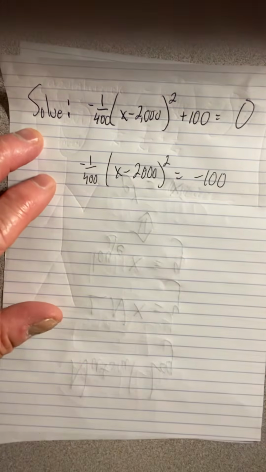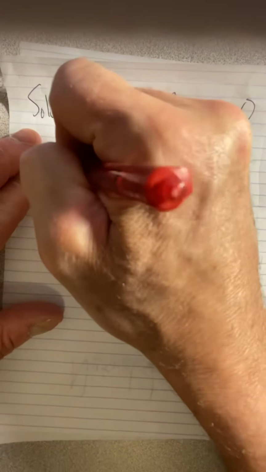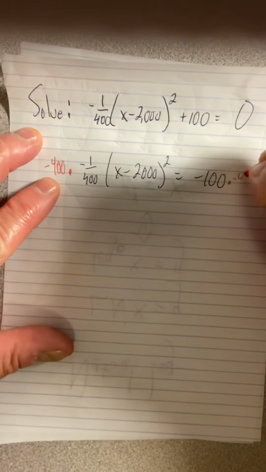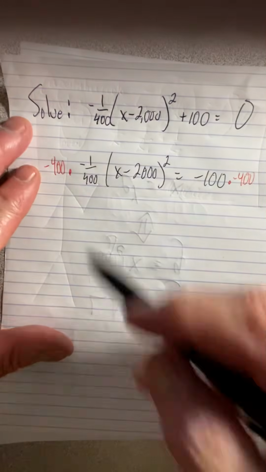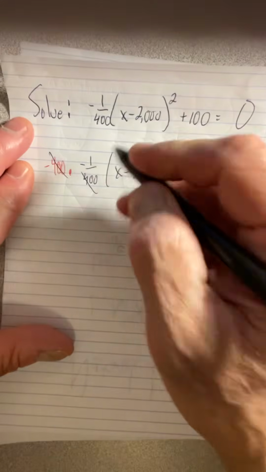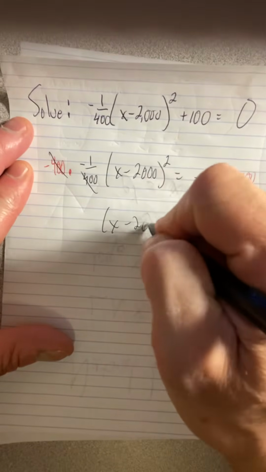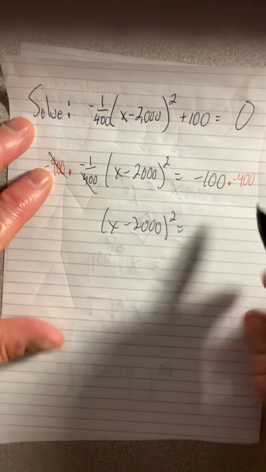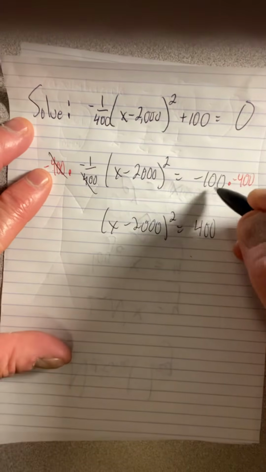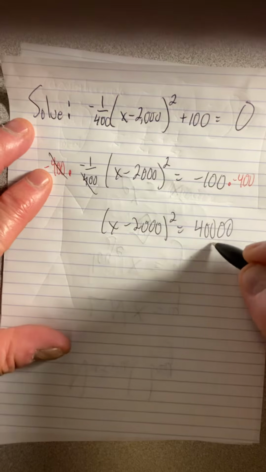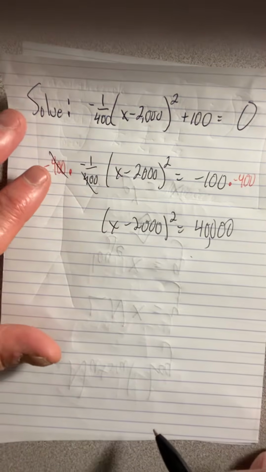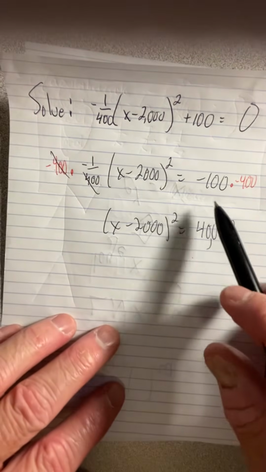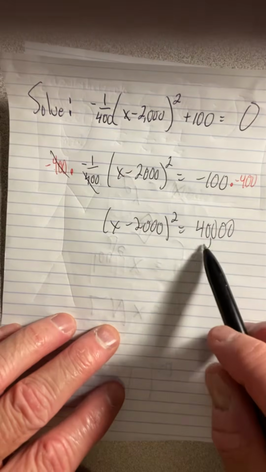We can always reverse our steps. Now what I'm going to do is multiply both sides by negative 400. And this negative times a negative is a positive, and then those go away. And so I just have the x minus 2,000 squared. And then, anytime you multiply a number like 400 by 100, well, you just add 2 zeros. So that's no big deal. We have 40,000 over here. And notice a negative times a negative is positive, so it's positive.